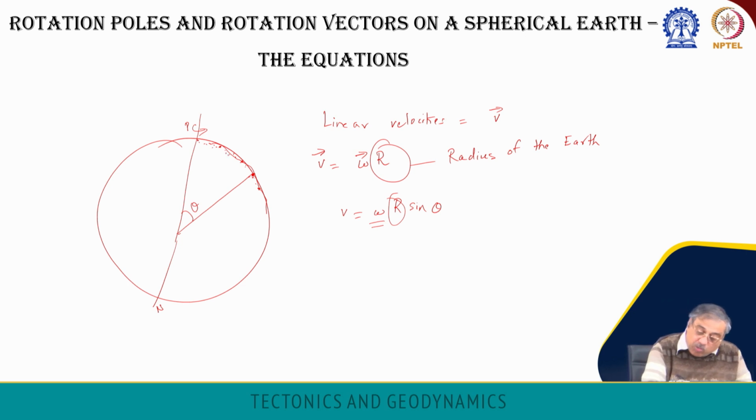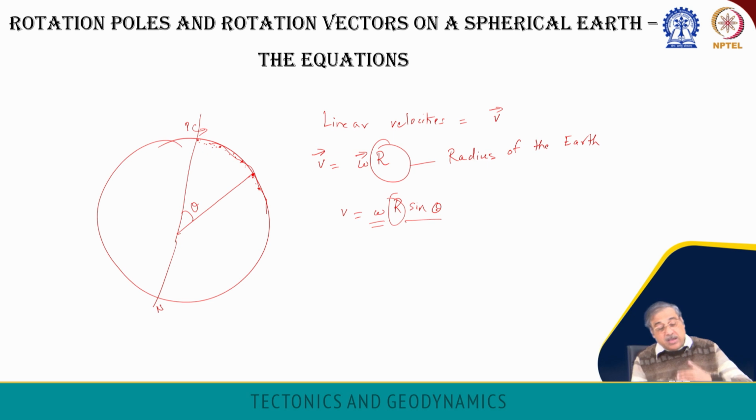So the closer the point on the plate boundary is to the Euler pole of rotation, the smaller is the magnitude of the linear velocity. The further you are, with a maximum at 90 degrees, when it becomes sine 90, it just becomes v is equal to omega r. That would be the condition at which you would get the maximum linear velocity along a specific plate boundary.